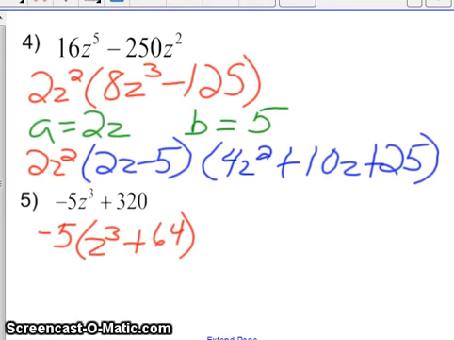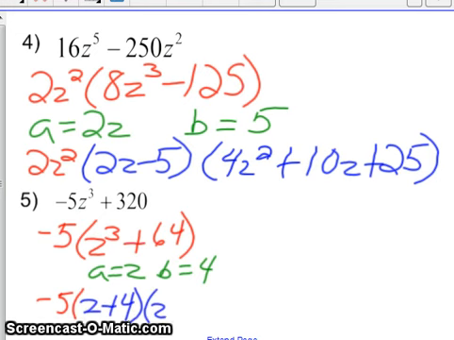Okay. So A is Z, B is 4. Bringing down negative 5. I've got Z plus 4 times Z squared minus 4Z plus 16. Oh! And I've got 30 seconds to spare. Do you have questions on that? Nah, we good. Good job.